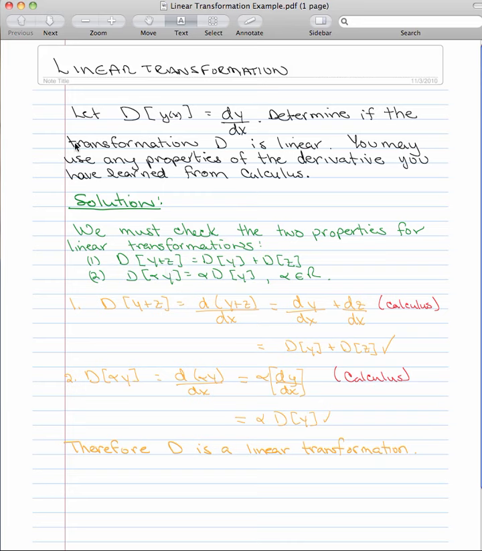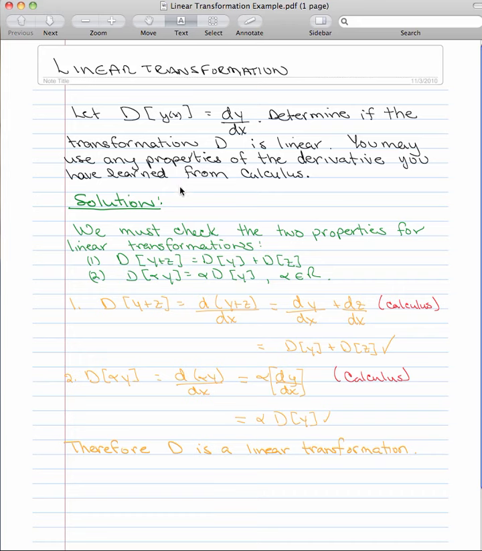In this problem, we want to let the transformation D take a function y to the derivative of y with respect to x. And we're asked to determine if the transformation D is linear, and we're told that you may use any properties of the derivative you have learned from calculus.